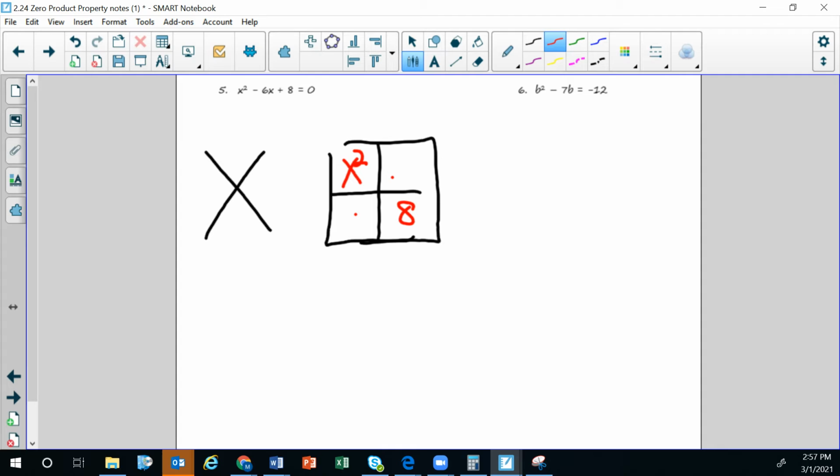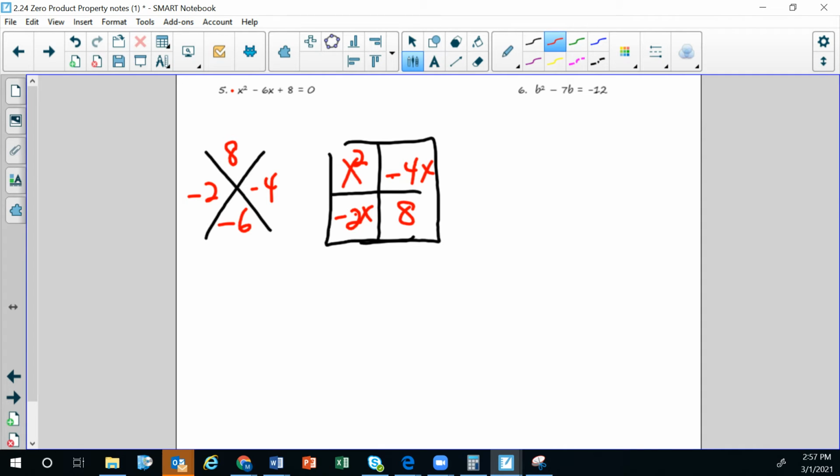So I go over to my x. And we know that the top number is going to be 8, right? Because it's 1 times 8. That's going to be 8. And the bottom number is going to be negative 6. And so I need to find two numbers. So when I add them, it gives me negative 6. But when I multiply them, it gives me 8. And those two numbers are negative 2 and negative 4. Therefore, I'm going to have a negative 2x and a negative 4x.